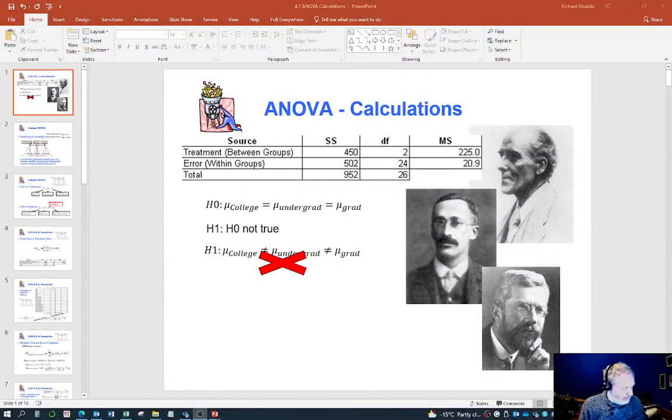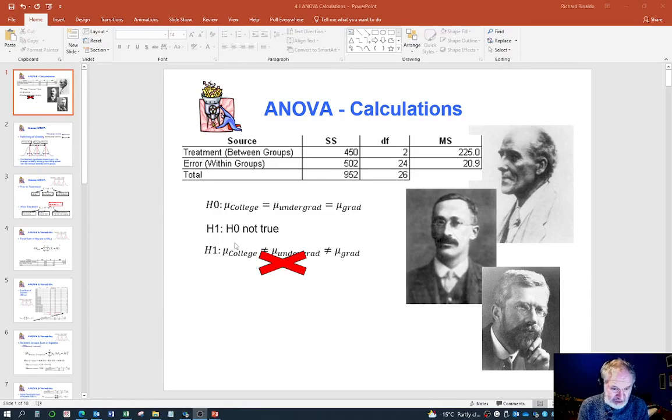Okay, main part for today is the calculation of the source table. So with the analysis of variance, as we know, we're partitioning the variance in our study into basically two pieces, what's referred to as treatment or between groups, or error within groups. So we're going to partition that variability, and what we're going to come up with is what's referred to as a source table. I'll talk about that.